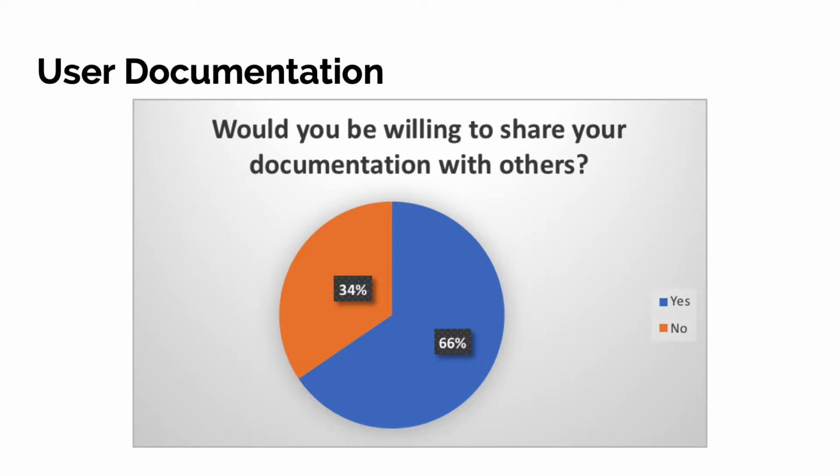Slightly fewer people were willing to share their documentation with others. It was kind of a 2-to-1 split between people who would share their stuff and people who wouldn't. Reasons why included just a general commitment to sharing what they've learned with others in the community, because they learned from others in the community when they were implementing ArchivesSpace.